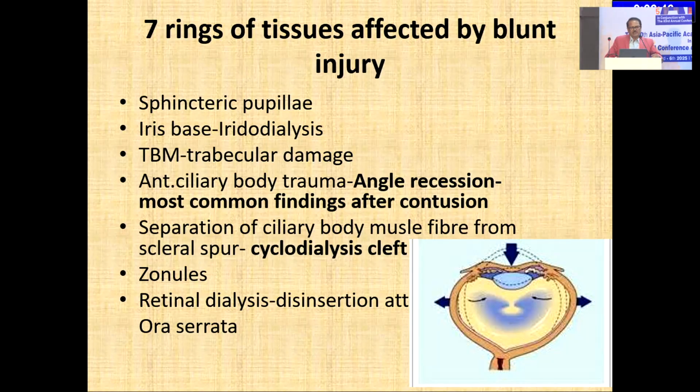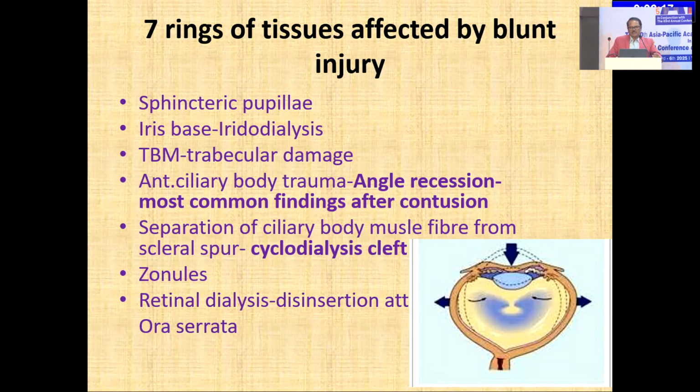And so there may be injury to the sphincter of the pupil, or the iris base, leading to iridodialysis, trabecular meshwork damage, and anterior ciliary trauma causing angle recession, which is one of the most important and common findings after blunt injury. You can say that this is a telltale sign of blunt injury. And there could be a separation of the ciliary body muscle fiber from the scleral spur leading to cyclodialysis cleft. It can cause zonular dialysis, retinal dialysis.